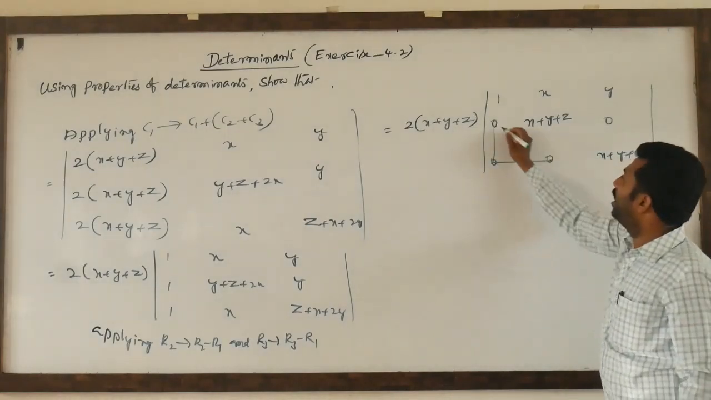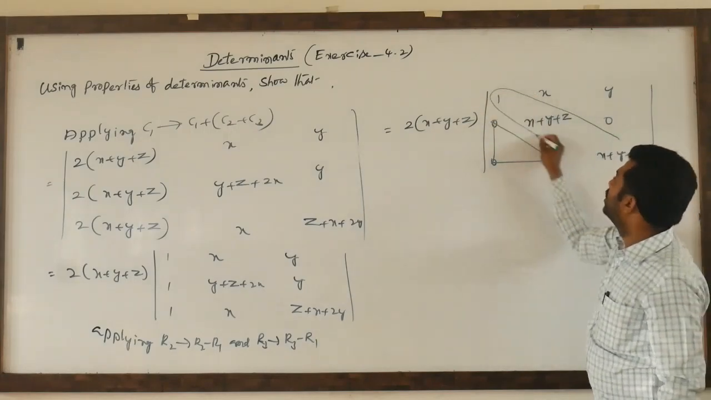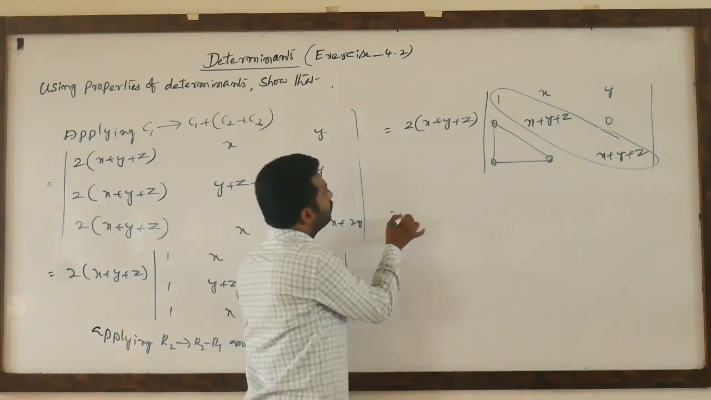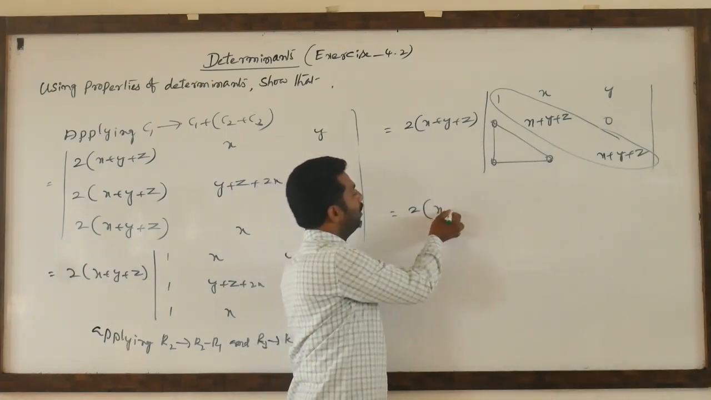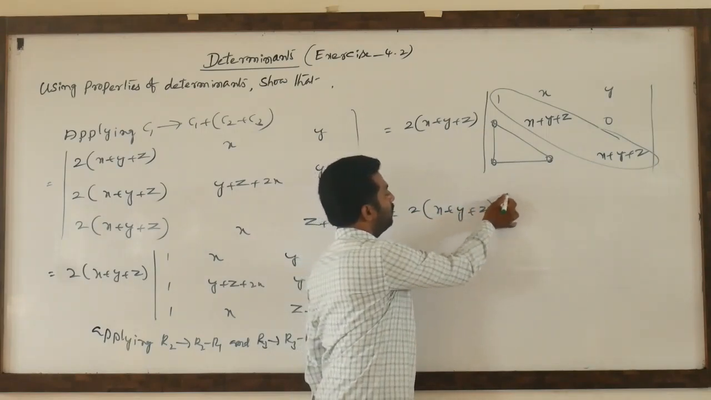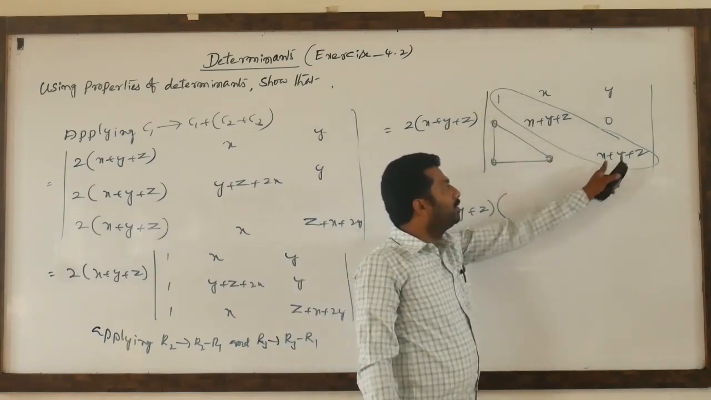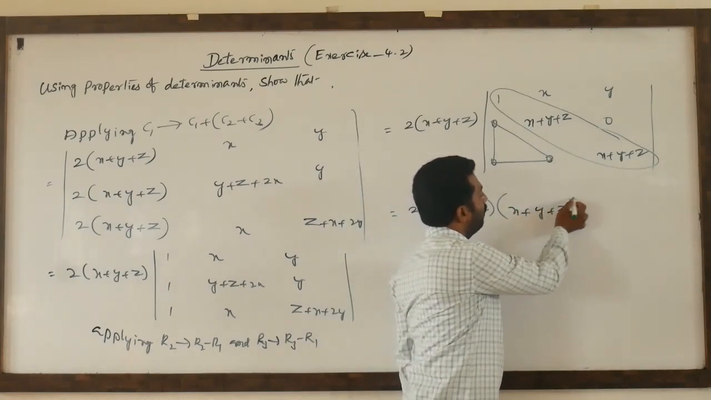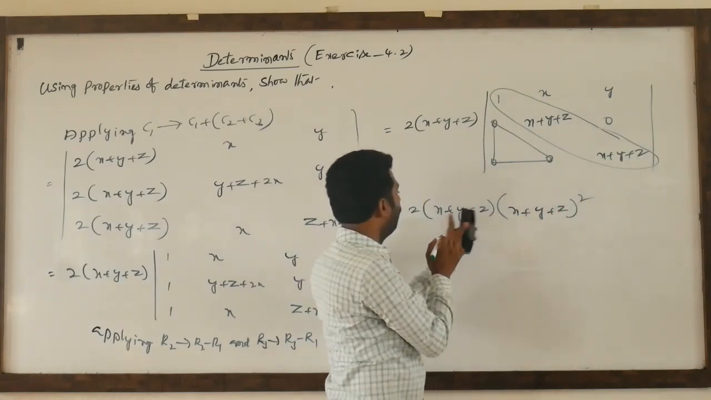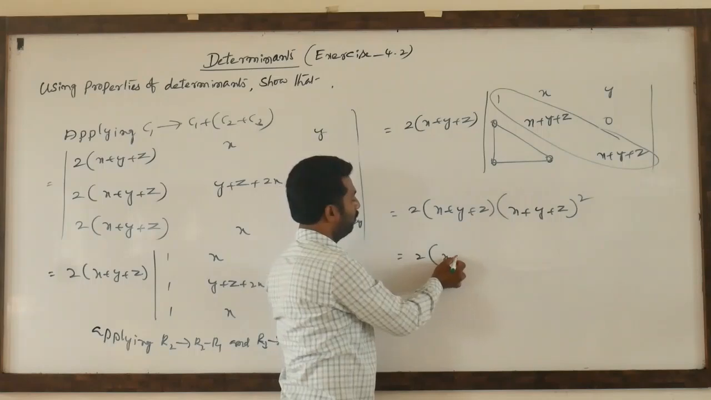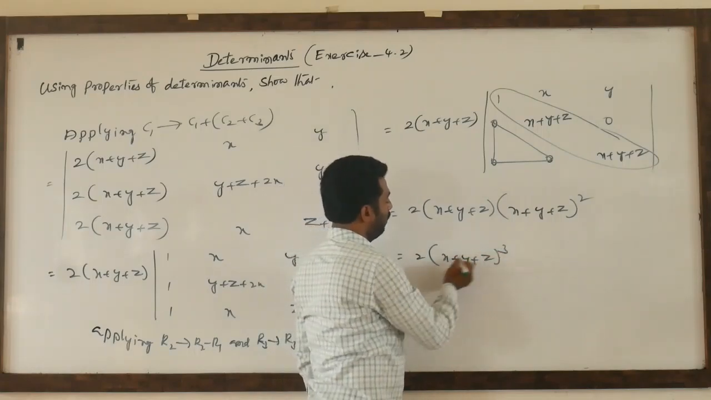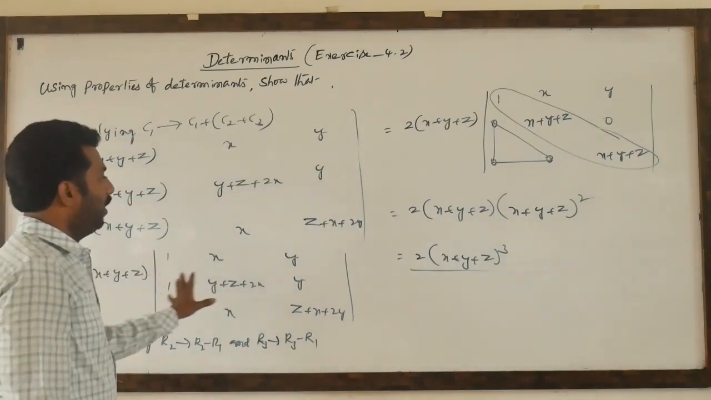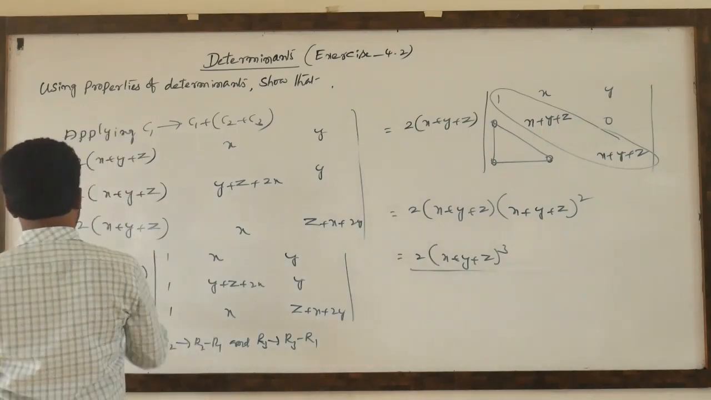So this is an upper triangular matrix determinant, and the determinant is the product of the principal diagonal elements. That is one of the properties of determinants. 2 into x plus y plus z into 1 into this one into this one. So that is 2 times x plus y plus z whole square, into 1, which is nothing but 2 into x plus y plus z whole cube. This is nothing but the RHS part. So this is the way of calculating these types of questions. Next.